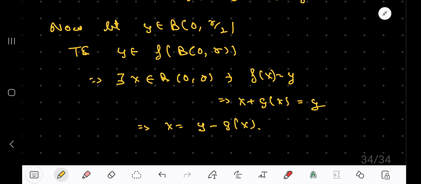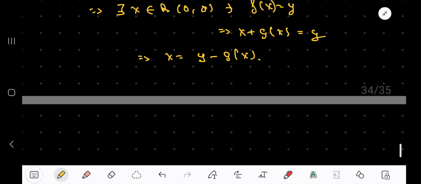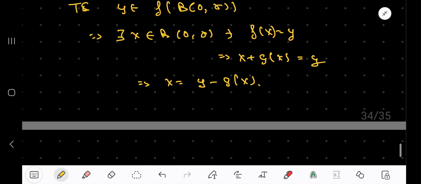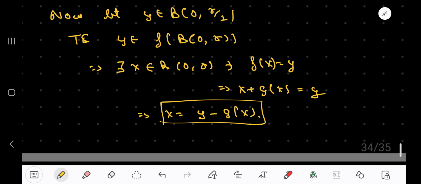Does it click something immediately? See, so what we have to do is equivalently prove this, to show that there exists some x in B(0, R) such that f(x) equals y. But then this is just a fixed point principle, right.